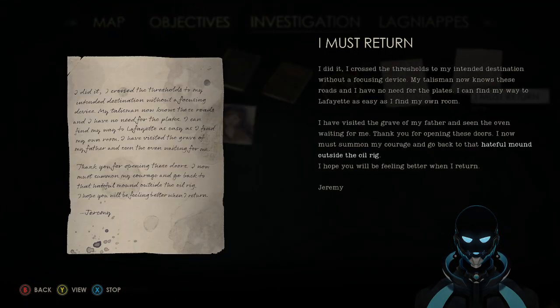I did it! I crossed the thresholds to my intended destination without a focusing device. My talisman now knows these roads, and I have no need for the plates. I can find my way to Lafayette as easy as I find my own room. I visited the grave of my father and seen the oven waiting for me. Thank you for opening these doors. I now must summon my courage and go back to that hateful mound outside the oil rig. I hope you'll be feeling better when I return. Jeremy.